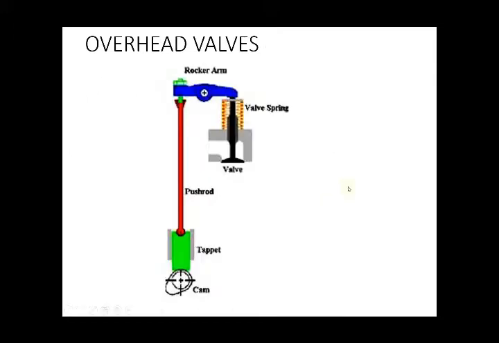So this is just a diagrammatic representation. Again, as we told, this is the cam tappet, this is the push rod, the rocker arm, and this is the valve which is mounted on a valve spring.